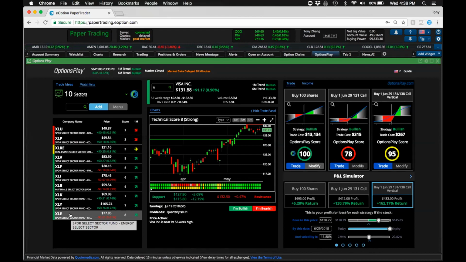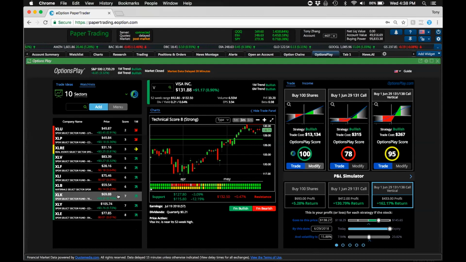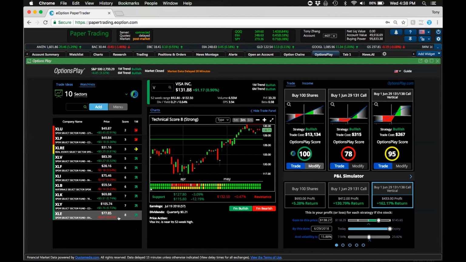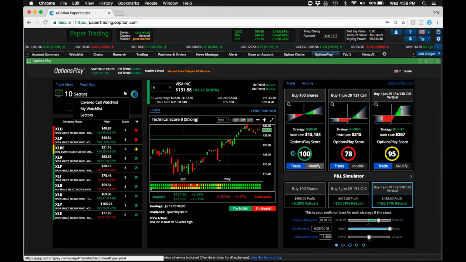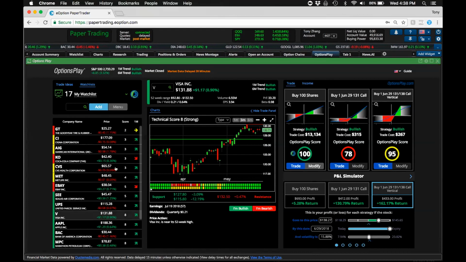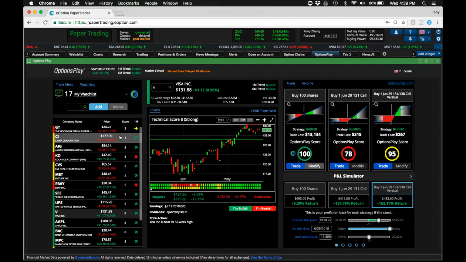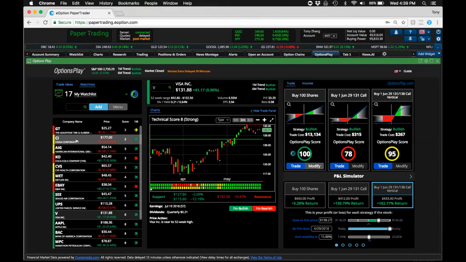So this allows you to quickly identify where the current market is, which sectors are strong, and then let's start taking a look at which stocks within those sectors are strong. I've created a watch list here with some examples, and I've sorted it again by score. So I have the stocks that are weakest here at the bottom of my list: Goodyear, Cigna, American, AIG. These are weak stocks.